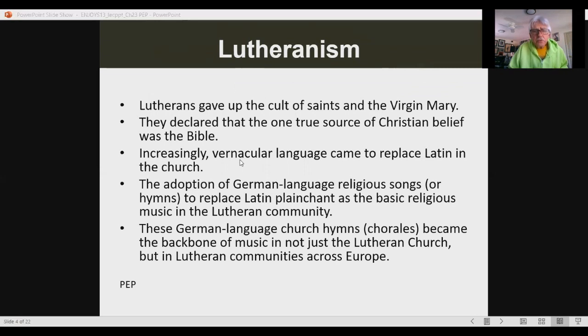So in Lutheranism, they started to say the church service in the vernacular as opposed to only in Latin. And in the Catholic Church, the Mass was performed in Latin until the 1960s, when the Ecumenical Council had a meeting and decided that any church could decide what language they wanted to say the Mass in. It didn't have to be in Latin. And of course, it could be in English or Spanish or French or whatever.